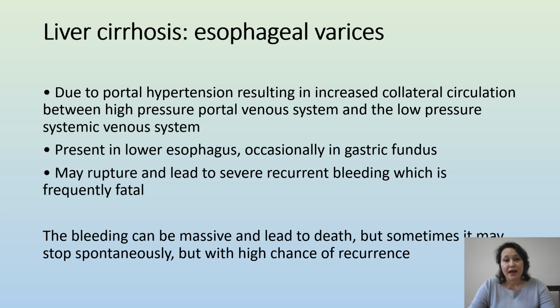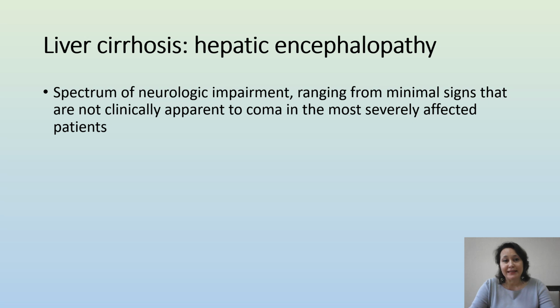Esophageal varices is another complication of liver cirrhosis and it occurs due to portal hypertension. It's a main risk factor for gastrointestinal bleeding in patients with liver cirrhosis. Such varices can rupture and lead to severe bleeding. That's why we recommend to treat it. I will tell about it later, and to prevent bleeding by sclerosing of these varices.